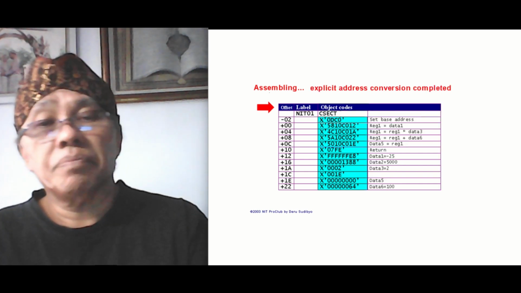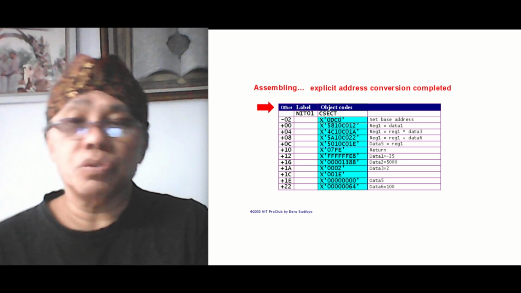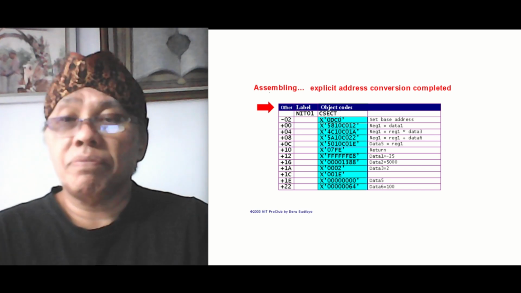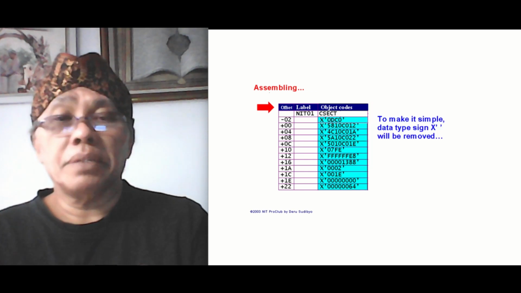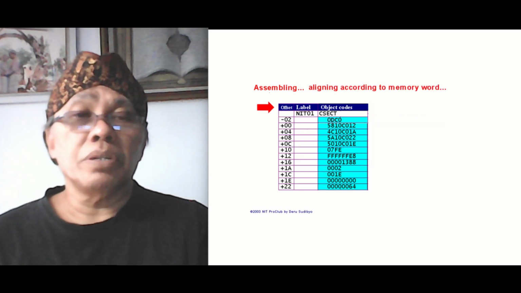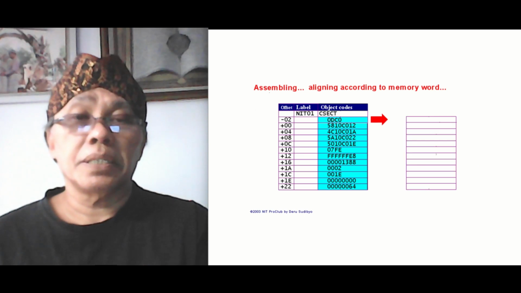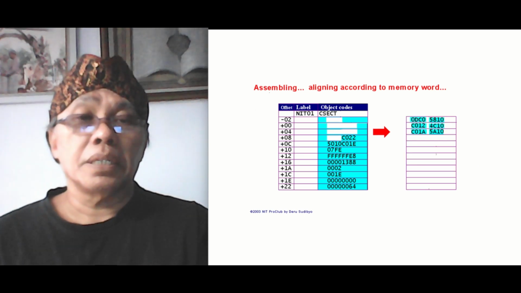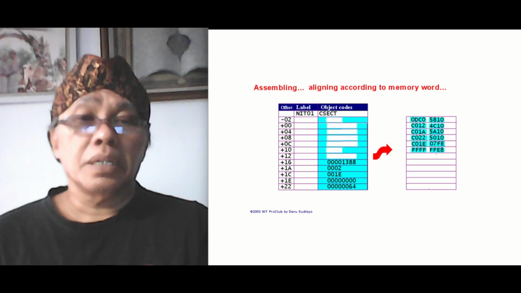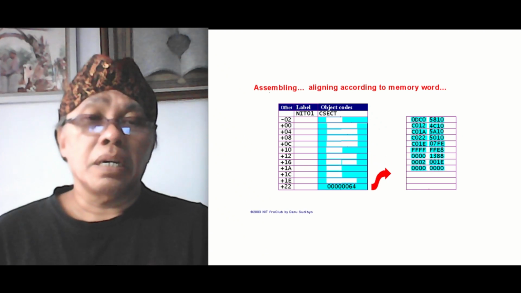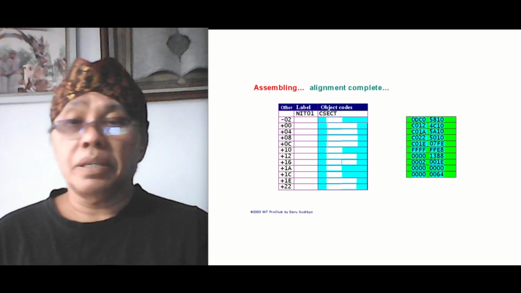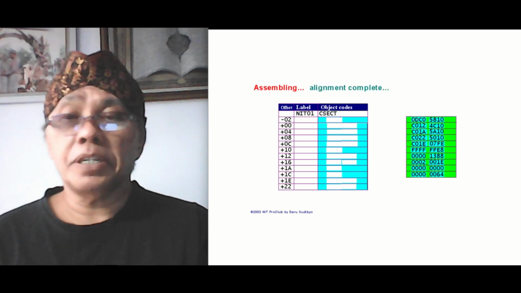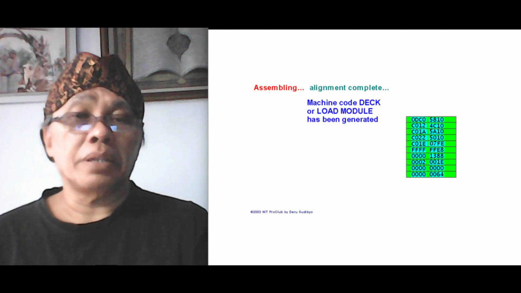The CSECT name depends on how you produce the result of assembling. It is kept in the object, and next is aligning according to the memory word like this, regardless of the length of each instruction. Alignment is complete, and the object is already in a memory format as machine code.